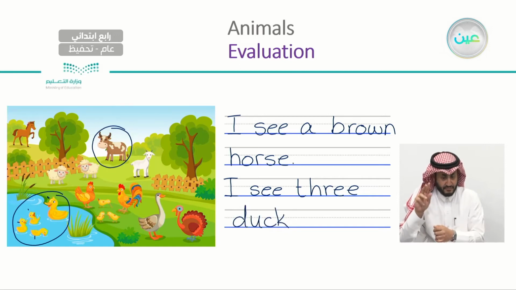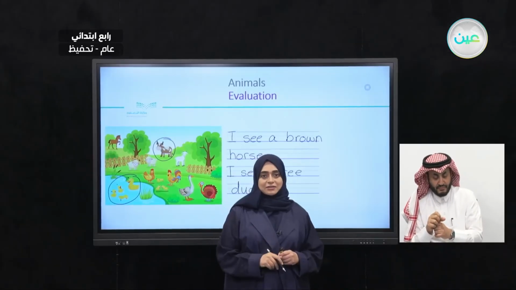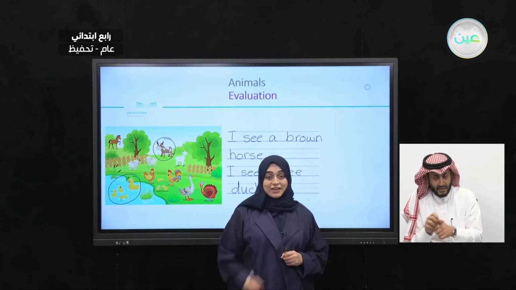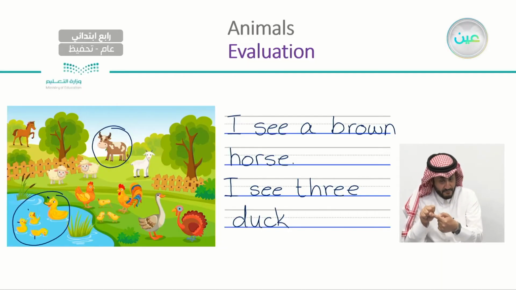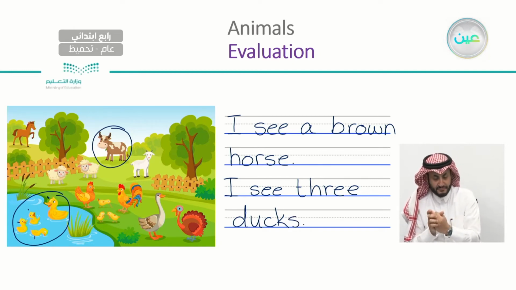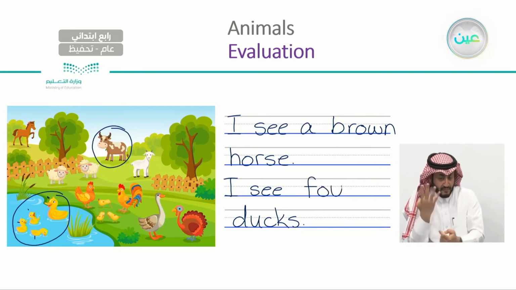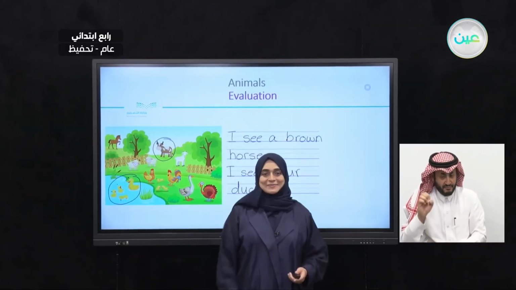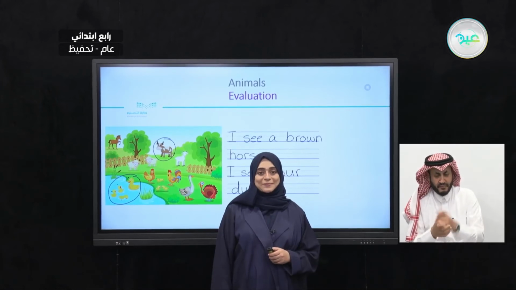Are we done here? I see 3 duck. Something's wrong? I need to add an S, right? And a full stop. I see 3 ducks. Full stop. Excellent job. Let's read them together. Oh, wait, we have 4 ducks? I see, oh, there you go. Let's write this. I see 4 ducks. Now, all the sentences are correct. Excellent job. Show me your notebook.